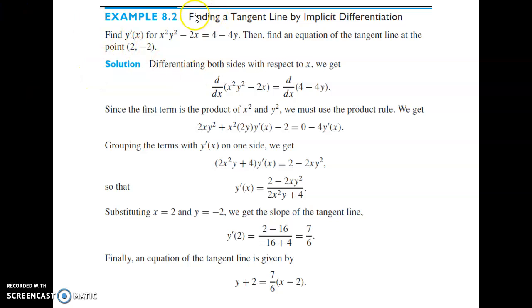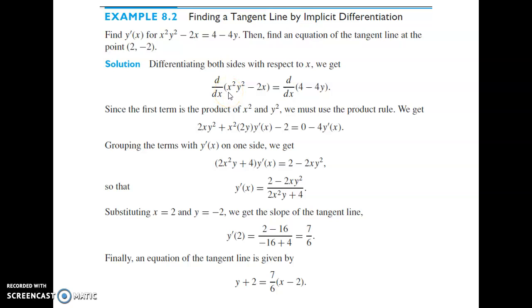See here, again we are finding the equation of the tangent line by implicit differentiation. So first find y prime x for this implicit function, and then find the equation of the tangent line at the same point. So I will do the same thing. I differentiate both the sides with respect to x. But when I differentiate these two terms, remember I will be using the product rule, because this is a function, this is a function. There is no number here. So therefore both are functions. So I will be using the product rule.